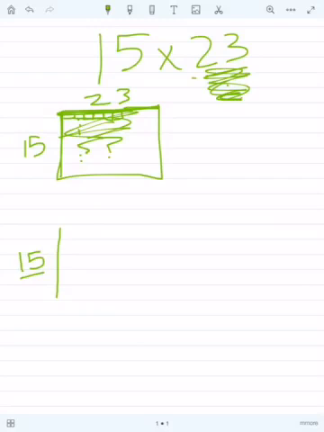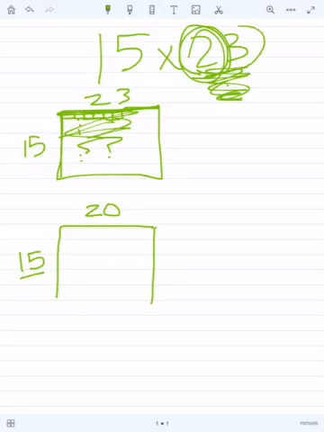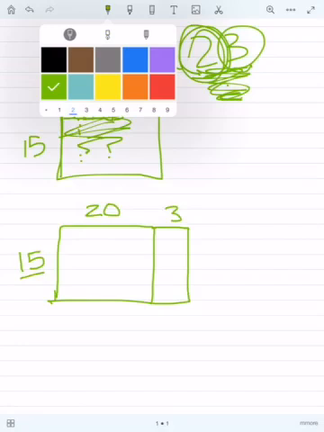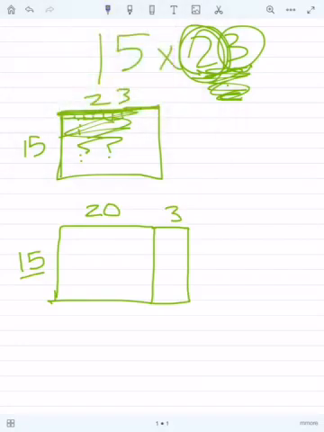So 23 is the same as, how much is that 2 worth? Because it's not just a 2, it's out front. So it's actually worth 20. And then how many more? 3 more. Gives me 23. But we break it up so that we can multiply it out easier.